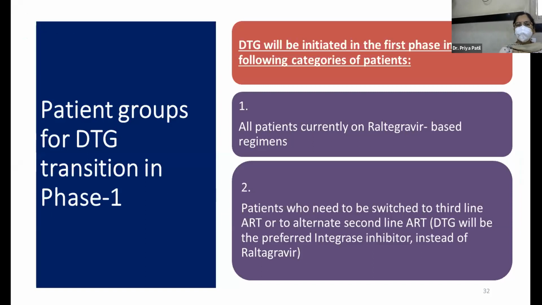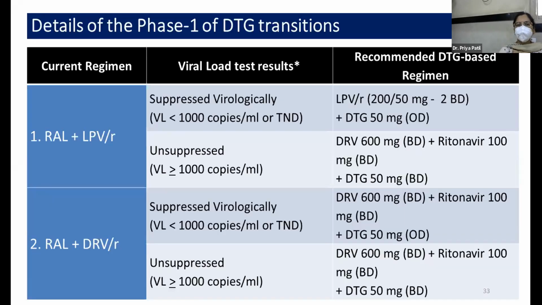So, details of the phase 1 of DTG transitions. Now the current regimen is raltegravir with lopinavir, LPVR, and the patient is virologically suppressed, that is viral load less than 1000 copies per ml or TND. Then the recommended regimen will be LPVR 200 mg, 250 BD, 2 BD with dolutegravir 50 mg OD.